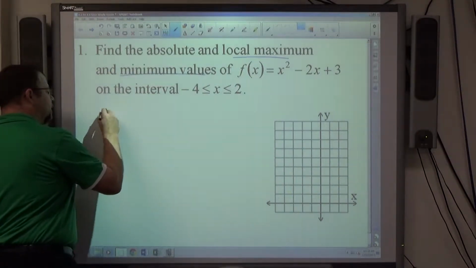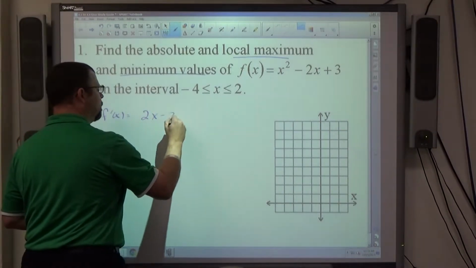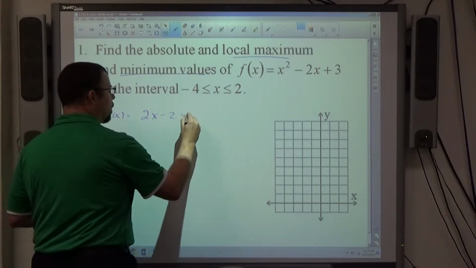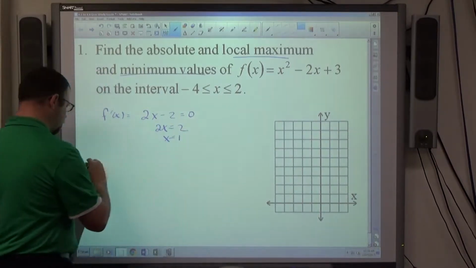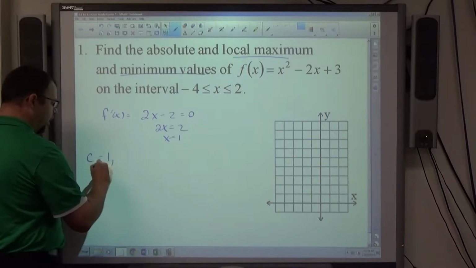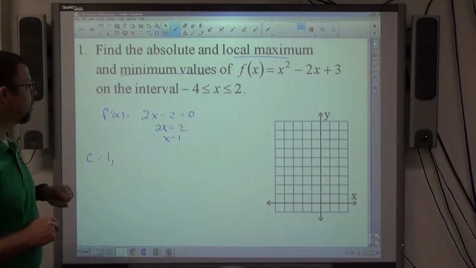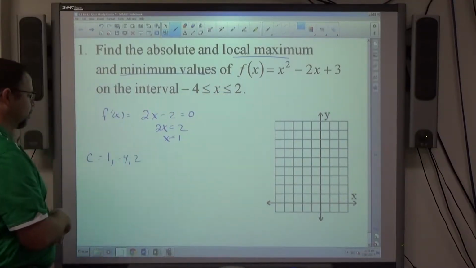So if I consider f prime of x, it's going to be 2x minus 2. The three criteria for critical numbers are: the derivative equals 0, the derivative is undefined, or endpoints. Starting off with the equals 0 part, 2x equals 2, so x equals 1. So my critical numbers, put C for critical, are 1. 2x minus 2 is not undefined ever, so no critical numbers come off of that. And -4 and 2 are my endpoints, so those are critical numbers.